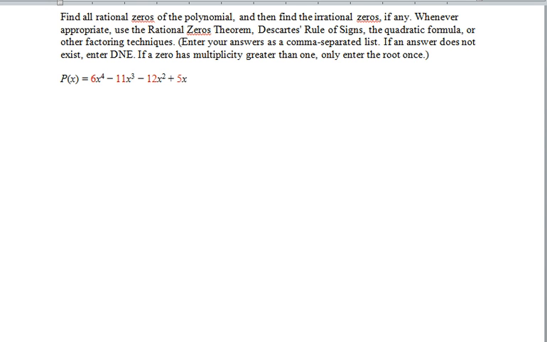So here we have that p of x is equal to 6x to the fourth minus 11x cubed minus 12x squared plus 5x. And the first thing that I notice here is that x is a factor. So if I factor out the x, I get 6x cubed minus 11x squared minus 12x plus 5.